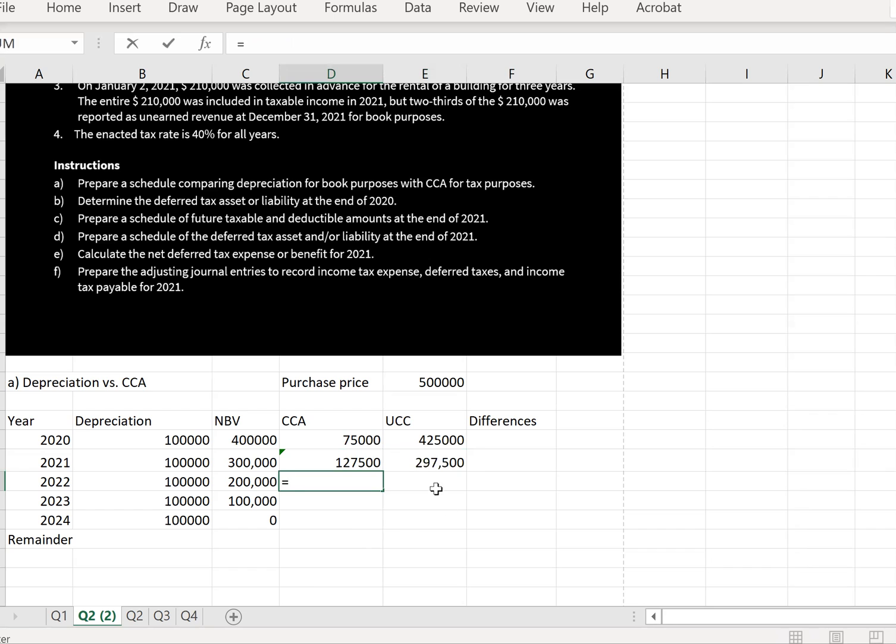So my next CCA for 2022 is going to be my opening UCC times 30%, 89,250. And then I'm going to calculate my UCC, opening UCC minus the CCA I just took. So now I've got 208 and so on. So we're going to just continue that same pattern and making sure that we're using the UCC as the basis for the 30%.